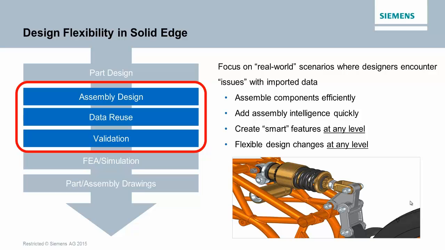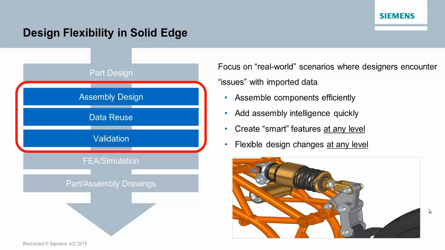So today what I want to do is focus on how we can assemble components efficiently, how we can add assembly intelligence quickly to imported data, create smart features at any level of the design, whether we're working in a single part file or at the assembly level, and then also how we can make flexible design changes at any level. Again, whether I'm working in a single part or working at the assembly level, Solid Edge does a great job of doing all of these different things.